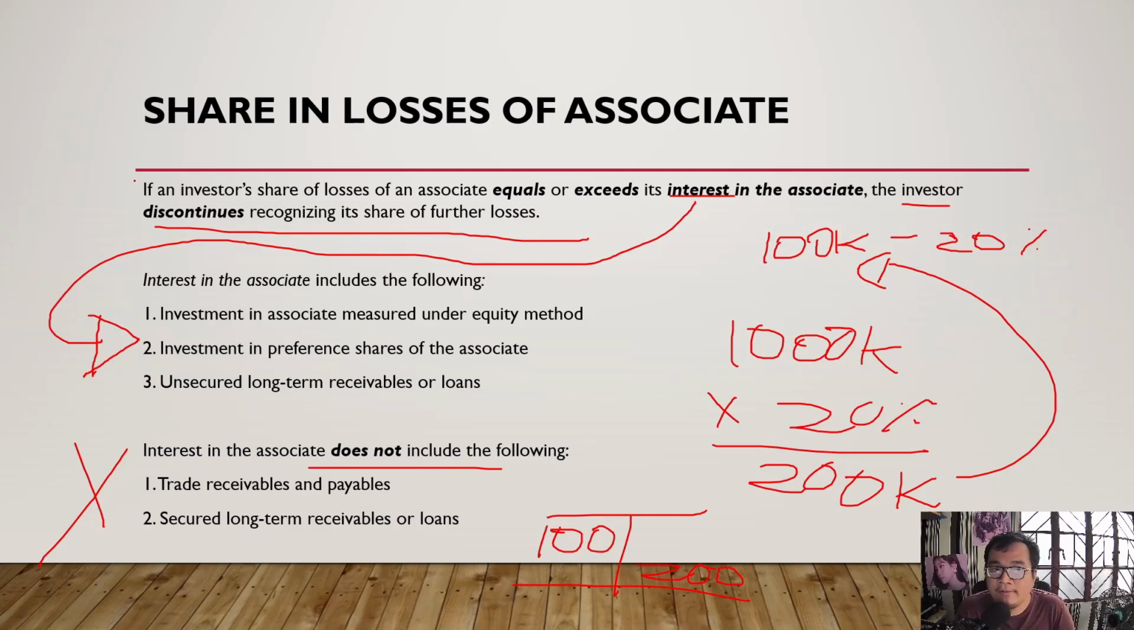So, let us repeat: if an investor's share of losses of an associate equals or exceeds its interest in the associate. There can be questions like this. Say your investment in associate is 100K, your preference shares are 50K, and your unsecured long-term is also 50K. Then the losses, for example, are 200K. So you add them, and it equals. There can be separate questions like that.